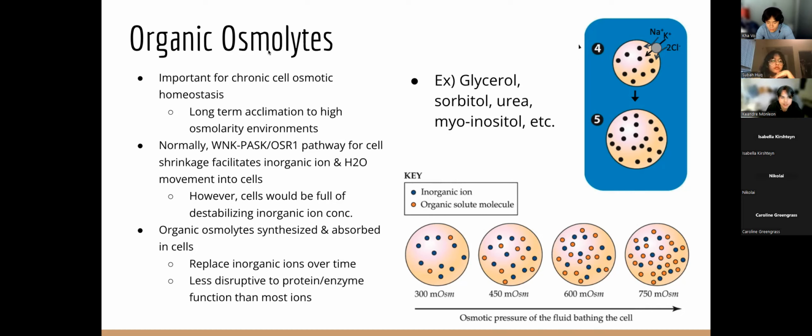Examples of organic osmolytes that you might see on the exam are glycerol, sorbitol, and urea. Essentially, he'll probably ask you a question like, what's a long-term response or a chronic response for osmotic homeostasis? So if you see something related to long-term, the first thing I would look for is something related to organic osmolytes.